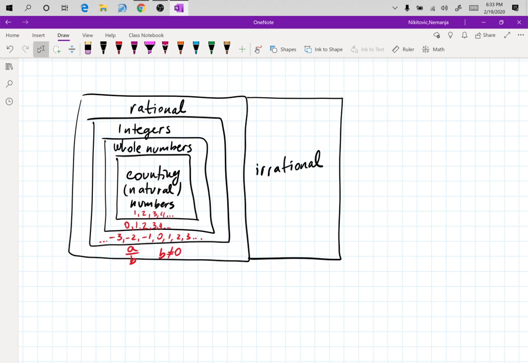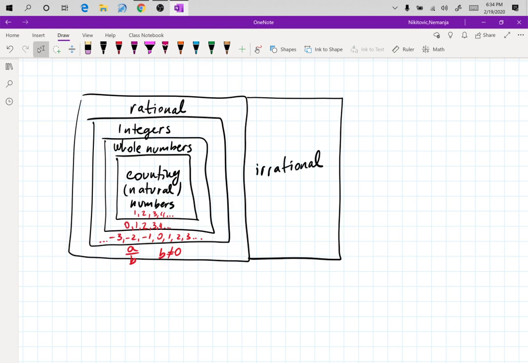So let's say number 7 is all of these. Number -3 is only an integer and rational, because -3 can be written as -3 over 1. But number 7 is all of the classifications we have. So that's the rational side.